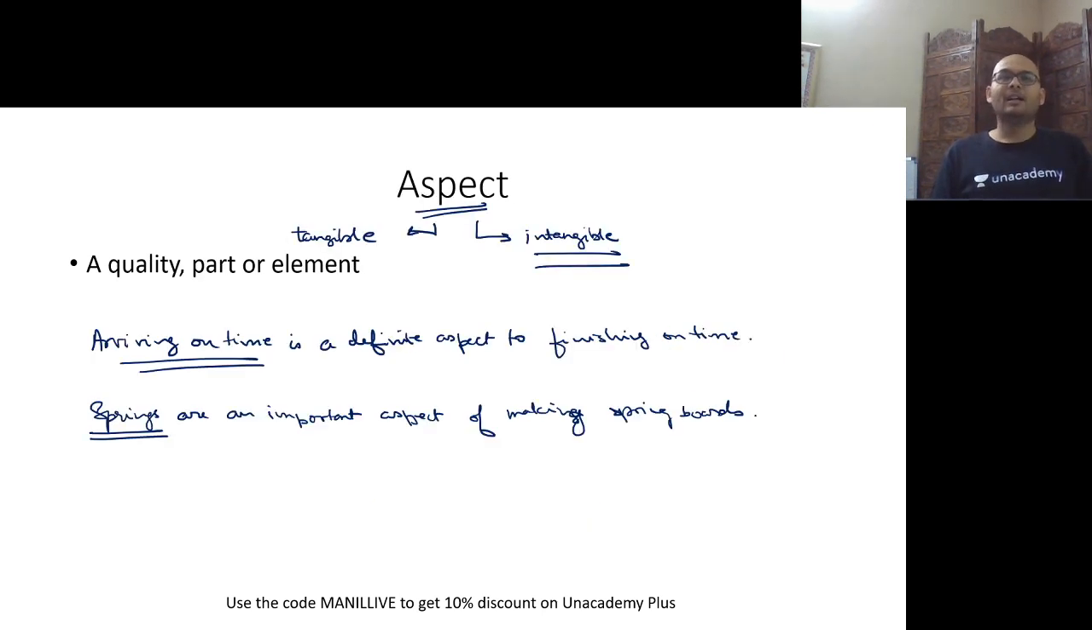Aspect. Aspect is a part, a quality, or an element of any entity, right? For example, being polite, right? That is an aspect of a person's personality. So one part of a person's personality, or for that matter, soft seats are definitely an aspect towards buying a car.